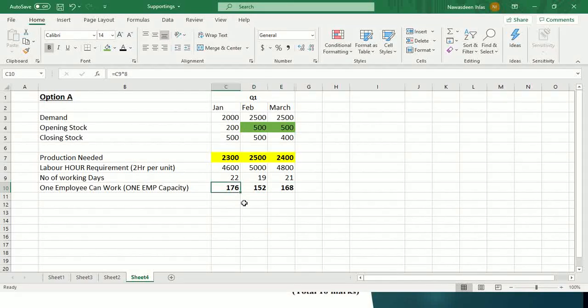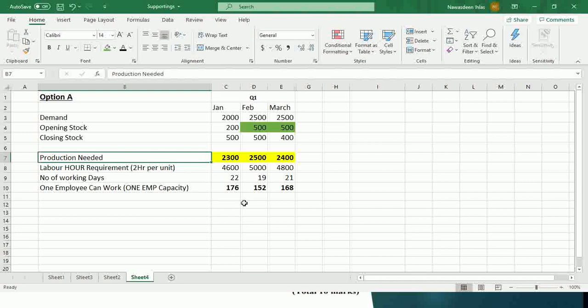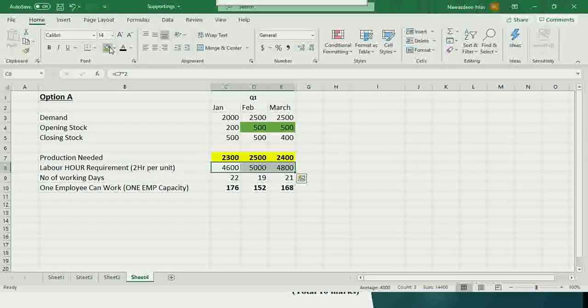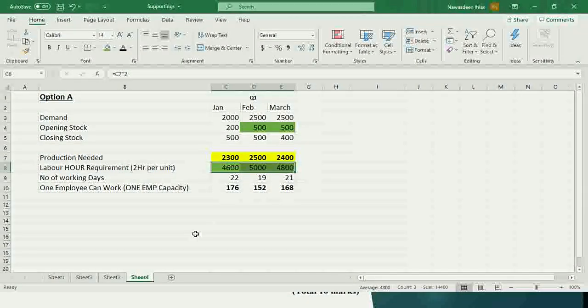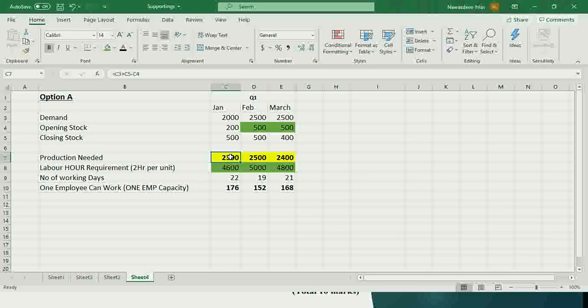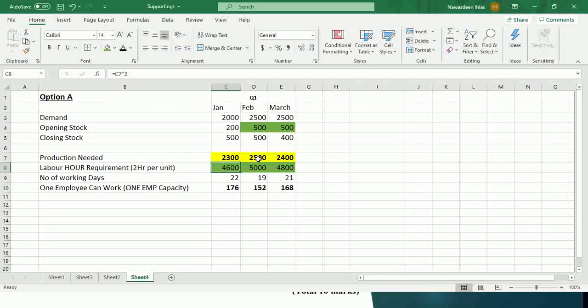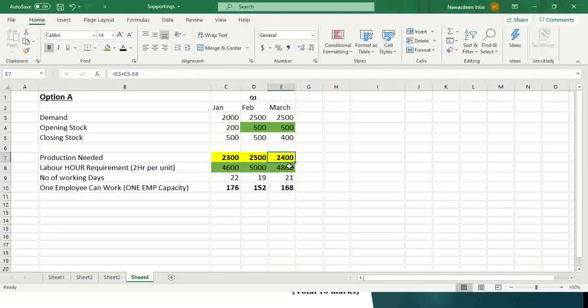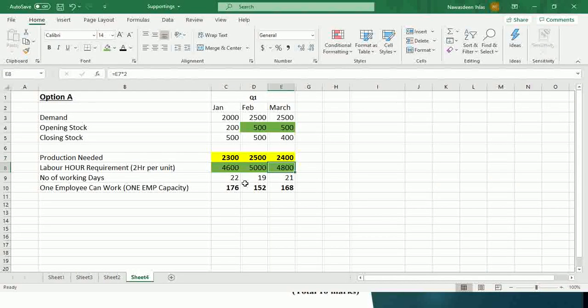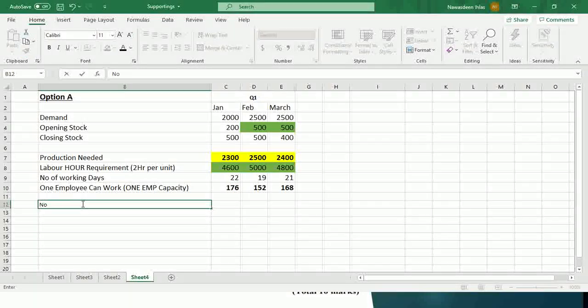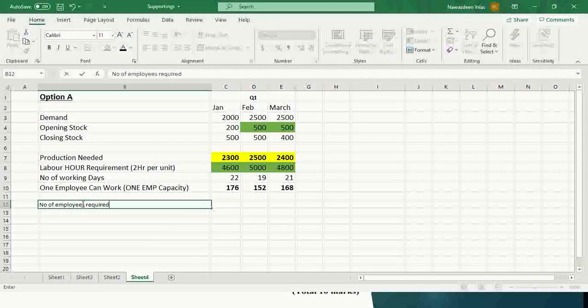So we can find, actually we needed this requirement. We need this requirement to produce this demand or to produce this output. We need 4600 labor hours. To produce this output, we need this much of labor hours. To produce this output, we need 4800 labor hours. So one employee can work this much. So we can find the number of employees required to meet our production.